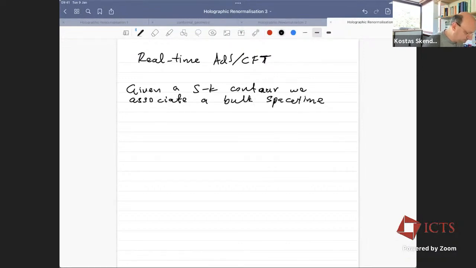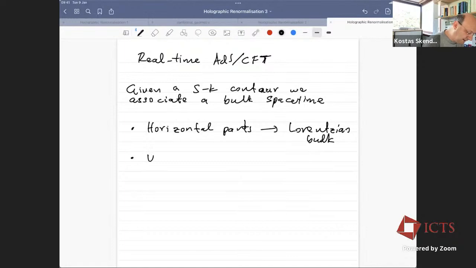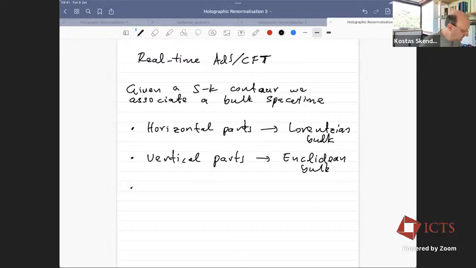with the following properties. Horizontal parts of the contour correspond to Lorentzian bulk, and vertical parts correspond to Euclidean bulk. And then you have to say what you do when they meet. And then we have matching conditions at the corners.